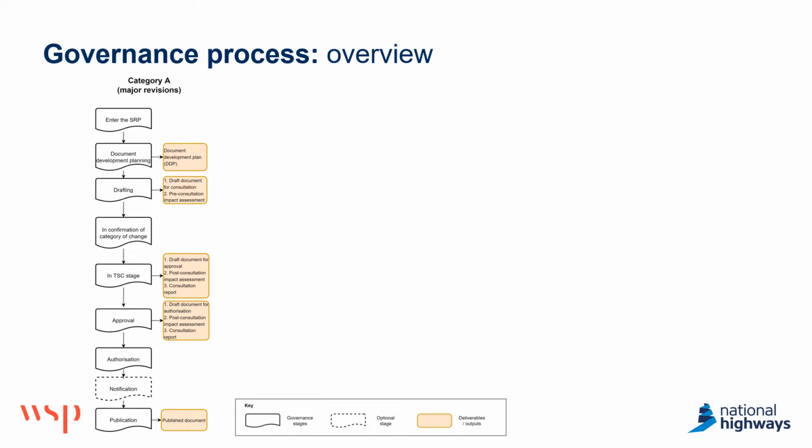So please watch the relevant webinar or review the MDD for more information. Focusing on Category A, these are the steps in the governance process, starting from entering the standard review program, the SRP, up to publication. The steps that will be presented today in more detail are those identified in the green box, from document development planning up to technical standard committee stage included. So those are relevant from a commercial perspective.